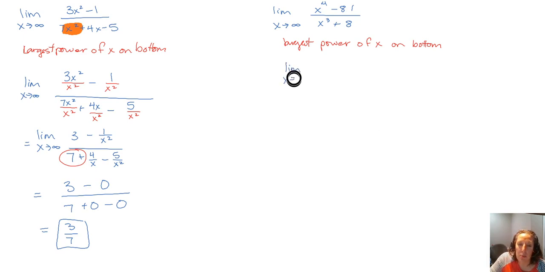So we're going to do the same approach to this one. We have the limit as x approaches infinity of x to the fourth minus 81 over x cubed plus 8. Our biggest power of x on the bottom is that x cubed. So we are going to divide everything by x cubed.